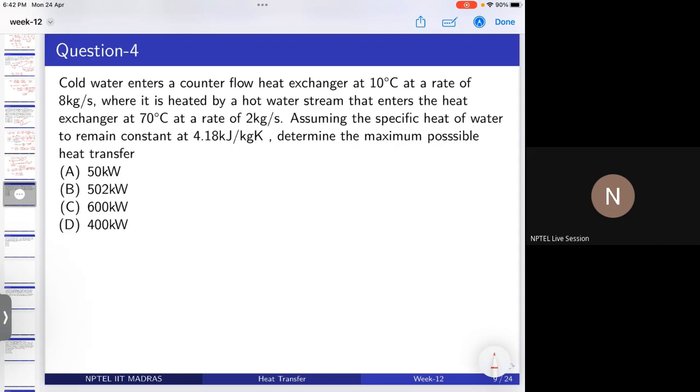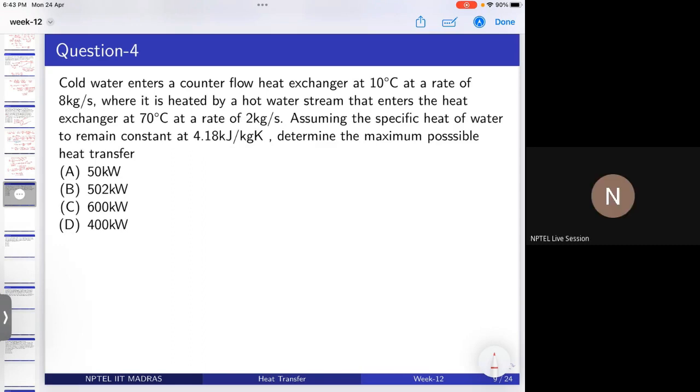You got the answer? I think B is the answer, sir. Yeah, B is the answer. 502 kilowatts. Actually, Yeah, I'm getting 501.8.